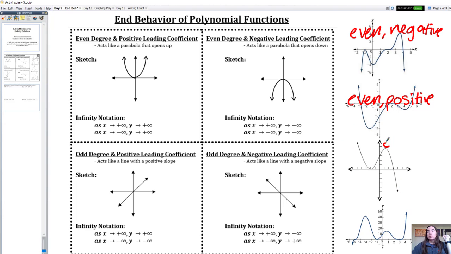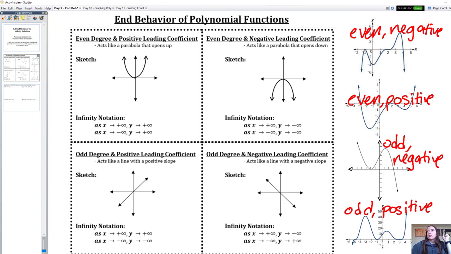In the third one, we have the arrows going in different directions. That says we have an odd degree. And then we're going from the top left to the bottom right. That looks a lot like this one right here, so that tells us it is a negative polynomial. Then finally, the arrows are going in opposite directions again, so it's odd, but we're going from the bottom left to the top right, which tells me it is a positive polynomial.